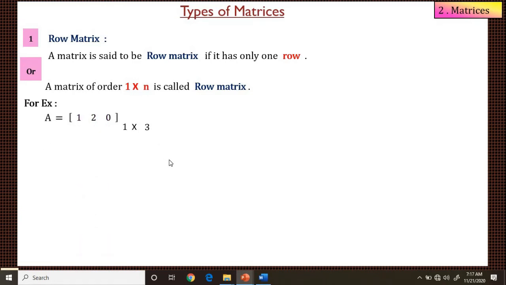Let me take another example. B is equal to matrix 1 minus 2 0 4. In this matrix again there's only one row and 4 columns, therefore the order of the matrix is 1 cross 4. Let me take another one. C is equal to matrix 2 minus 3. In this matrix there is only one row and 2 columns, therefore the order of the matrix is 1 cross 2. These are the examples for row matrix. Like this we can construct many row matrices taking different columns.